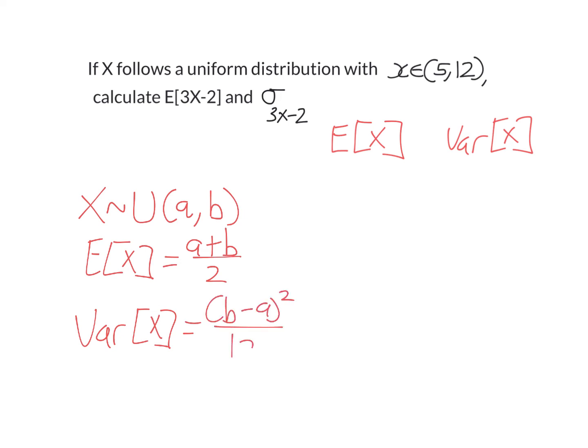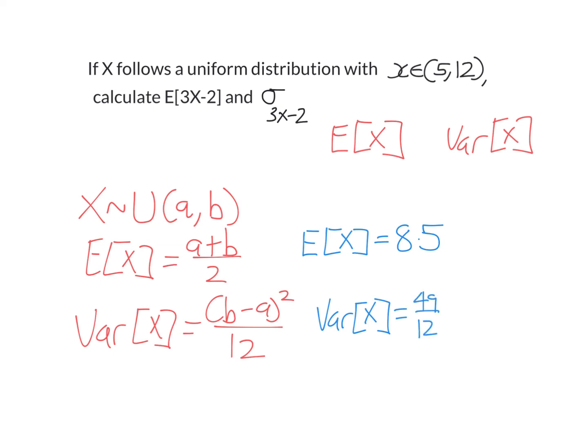So, if x follows a uniform distribution, x from 5 to 12, a is 5, b is 12, that means that the expected value of x is 5 plus 12 over 2. It means that the variance of x is 12 minus 5, which is 7 squared, 49, divided by 12. So if we calculate E of x, the expected value of x, we can calculate this really simply.